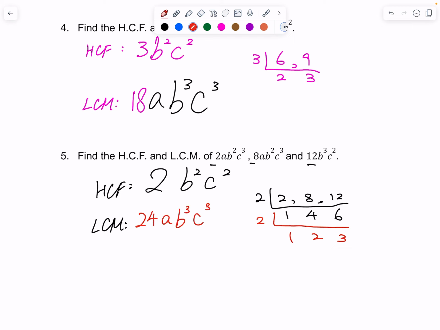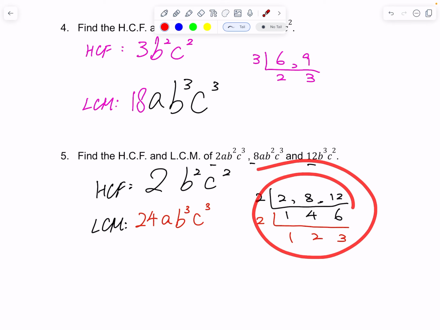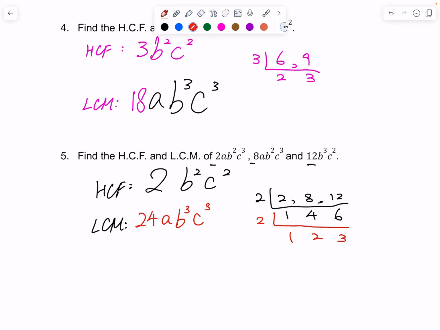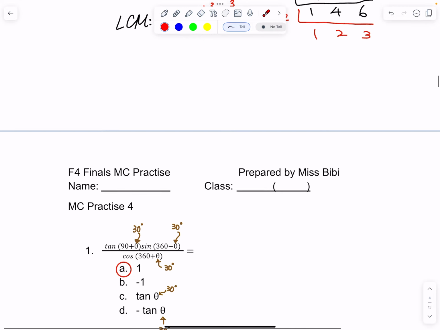If you find the short division method harder, just list their multiples. 12, 24, 36, 48. 8, 16, 24, 32. 2, 4, 6, 7. For this one it's too long. You need to go until 24 to meet that. So always find the biggest one first and then compare with the smaller one, whether it satisfies them or not. Okay, good, easy. So that's it for HCF and LCM. Let's move to the next practice.